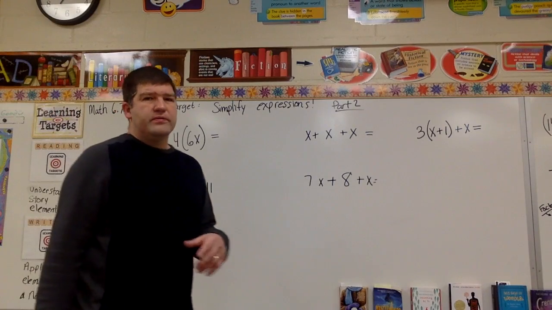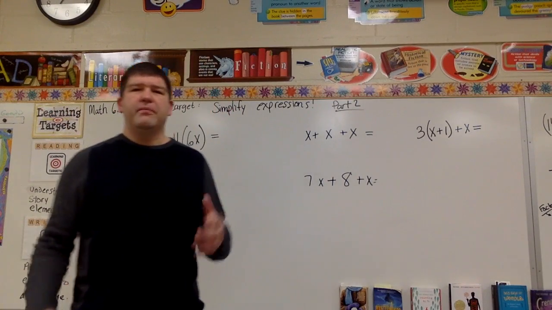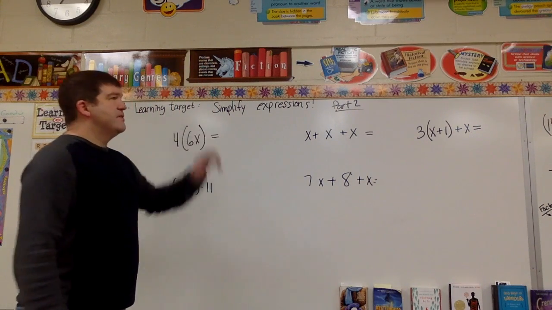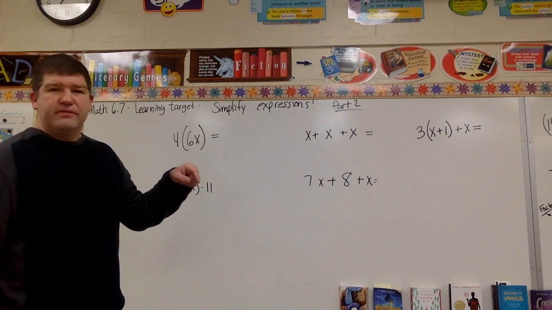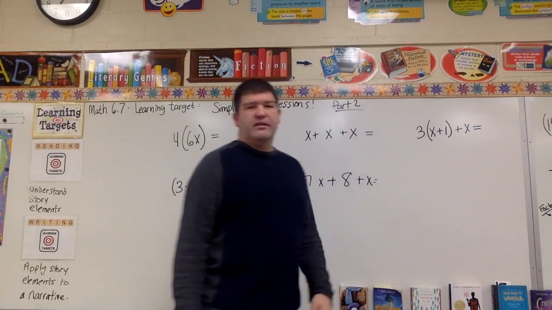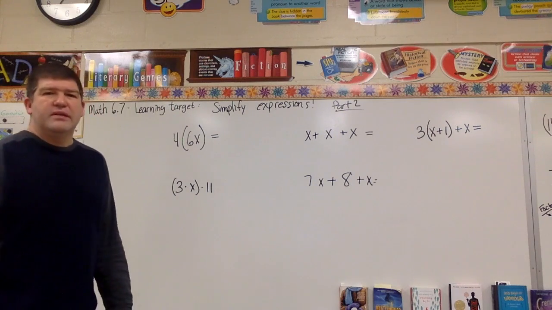All right, now that you know some vocabulary, we should be able to simplify these expressions. And that's what this lesson is about. This is part 2 of 6.7. I have 5 different expressions up here that we're going to simplify.